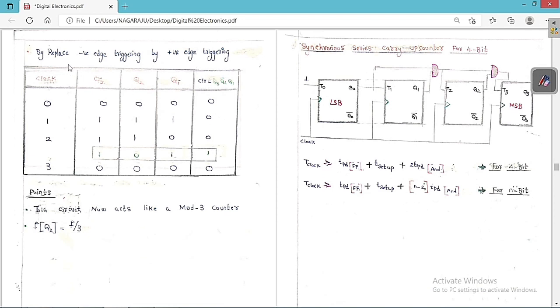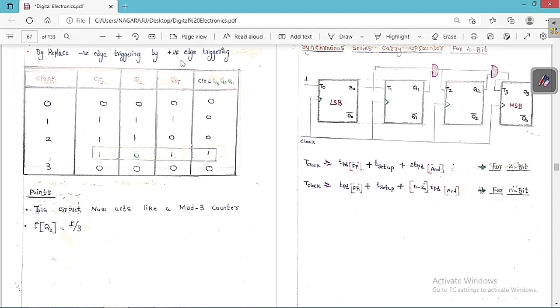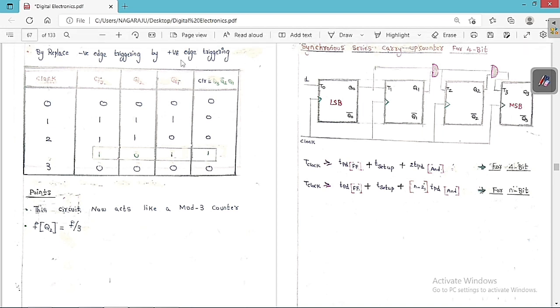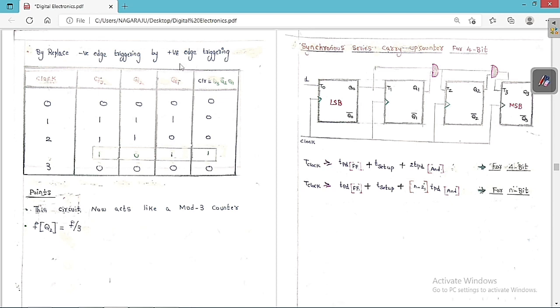Suppose I replace the negative edge triggering by positive edge triggering. Then what is it going to perform? We will see. Now listen carefully. If you replace the negative edge triggering by positive edge triggering, what is the graph that we are going to get? What is the table that we are going to get?